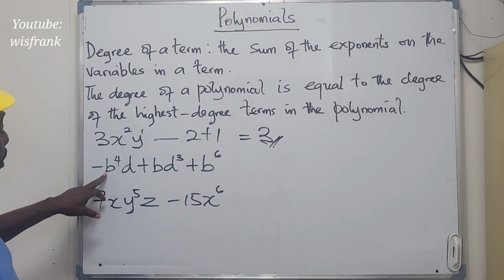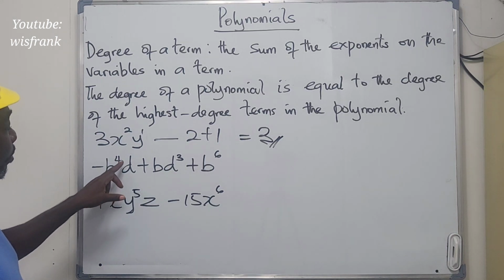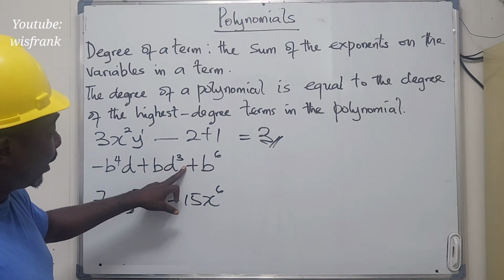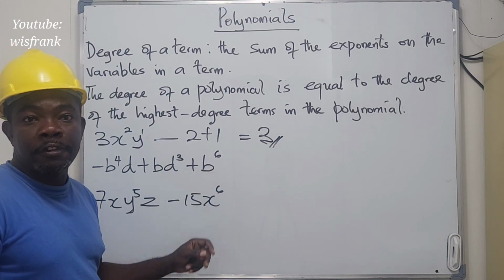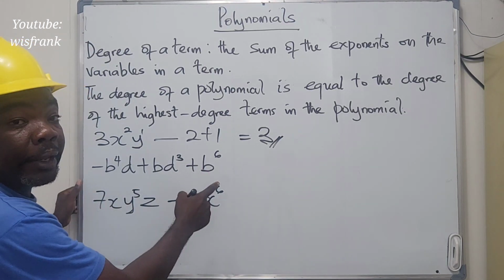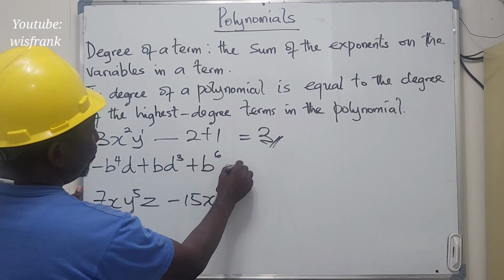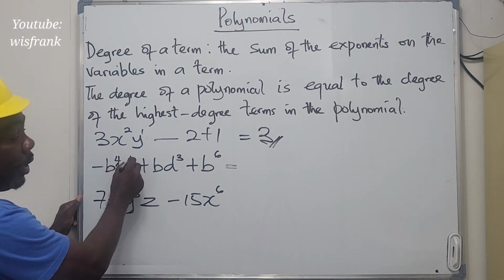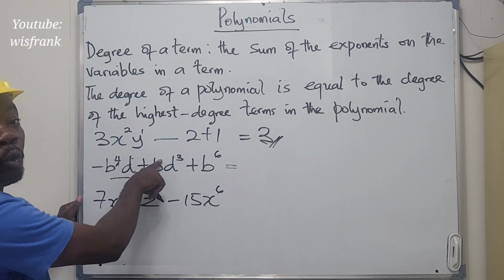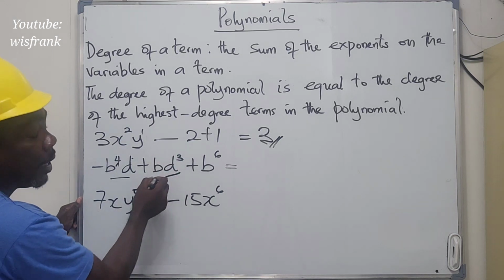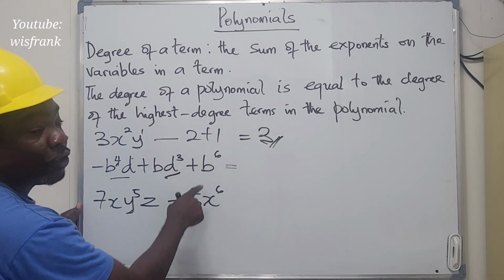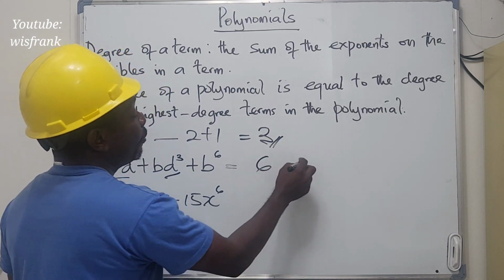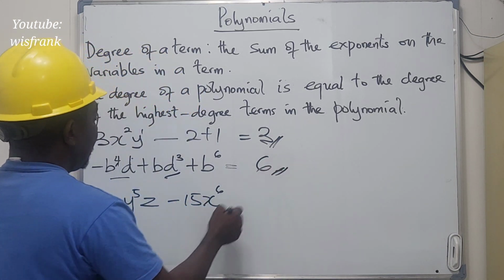So now the next one, we have minus b to the power of 4 d plus b d to the power of 3 plus b to the power of 6. So the total degree in this expression, when we add 4 plus 1 is 5. This is 5. Then you have 1 plus 3. Here is 4. So here we have 6. So the highest degree is 6. So we have degree 6 in this expression.